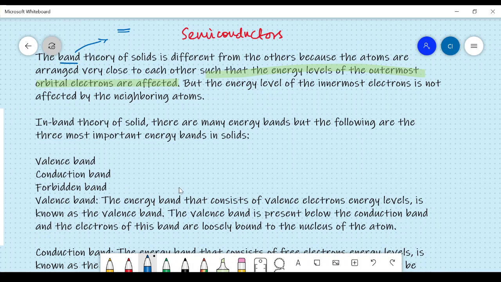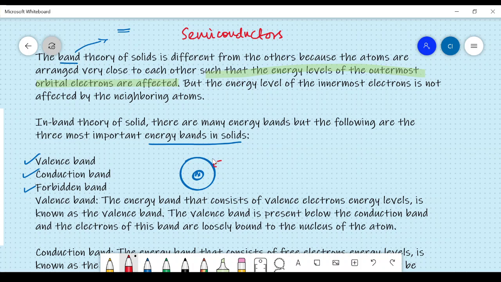In band theory of solids, there are many energy bands, but the following are the three most important energy bands in solids. So I think we know about the valence, we know about the conduction, and we know about the forbidden band. When you take up the atomic level, we have a nucleus at the center, and this nucleus contains the protons and neutrons, and we are not bothered about that. Our concern will be only with the electron that is in the outermost orbital.